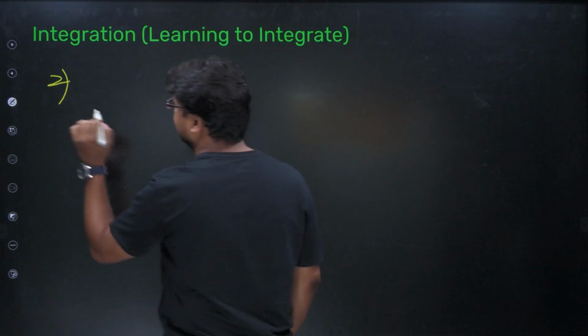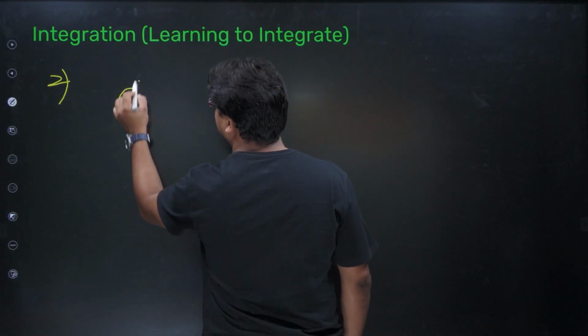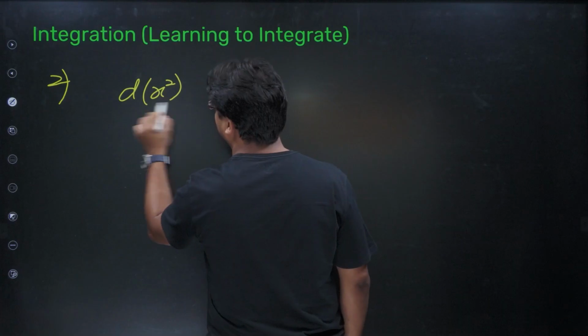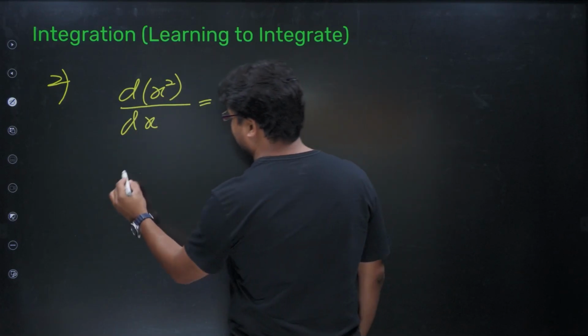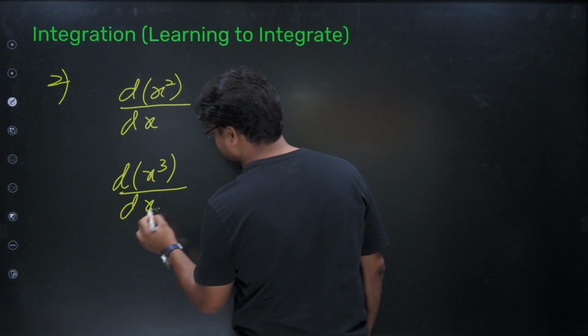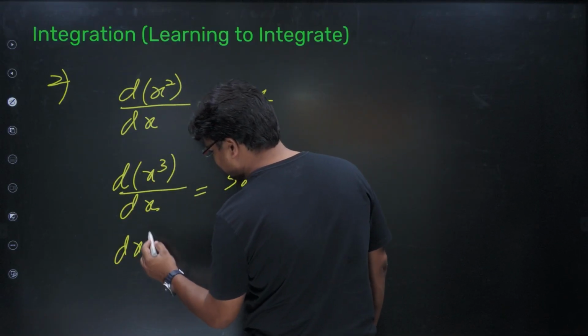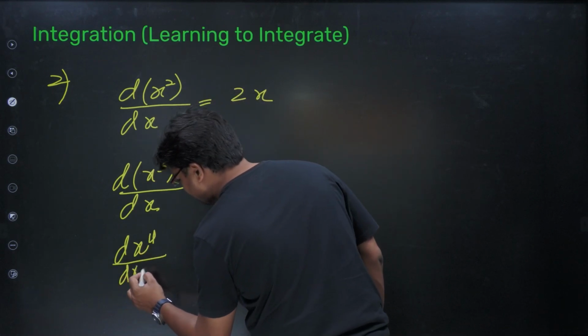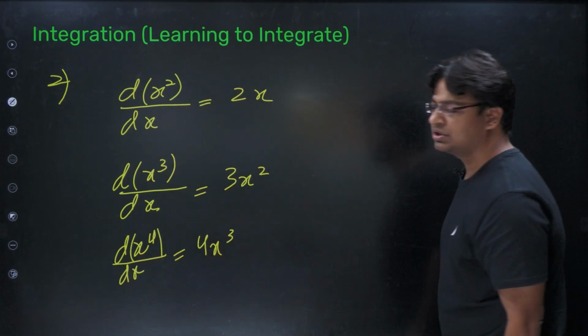We will do that. Notice, guys, notice. If we differentiate x square, we get 2x. If we differentiate x cube with respect to x, we get 3x square. If we differentiate x raised to power 4, we get 4x cube. I'm writing so that I can notice the trend.